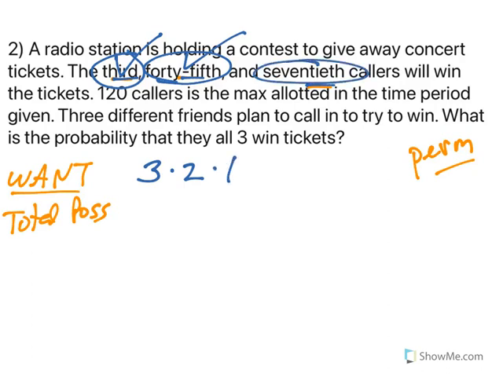So we're using the idea of factorial. I have 3 friends, right? So our numerator is going to be 6. We have 6 total ways for these 3 friends to finish in the 3rd, 45th, and 70th callers.